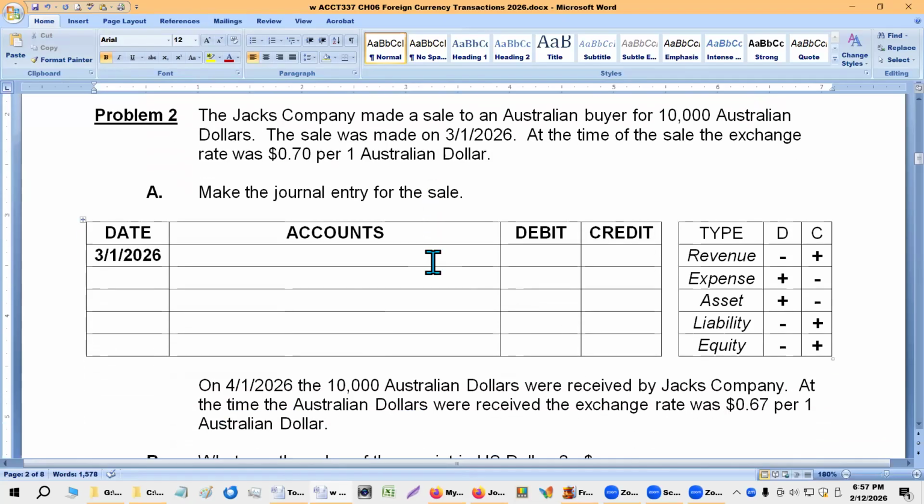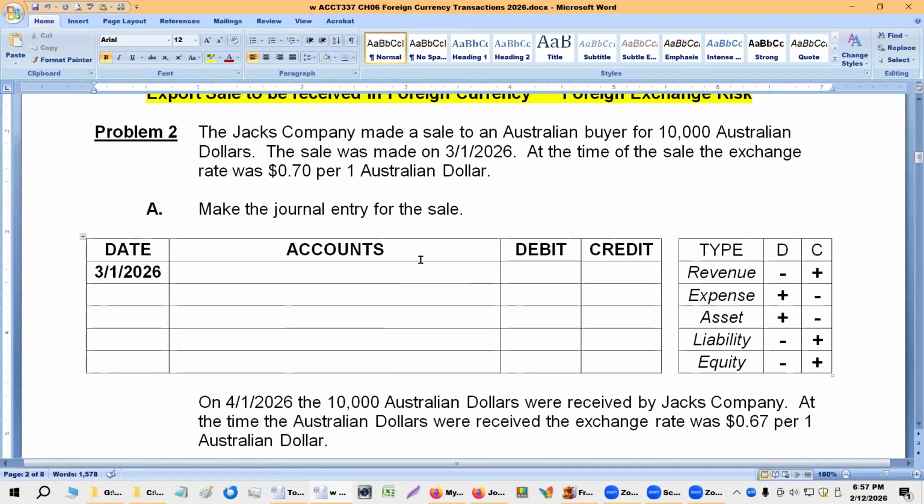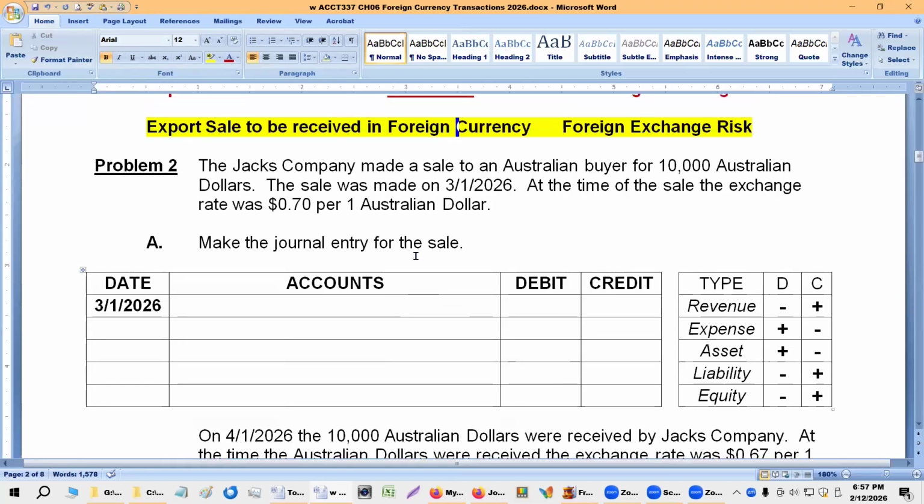Okay, let's see how this works. The Jacks company made a sale to an Australian buyer for $10,000 Australian dollars. The sale was made on 3/1/26. At the time, the exchange rate was 70 cents, 0.7 to 1 Australian dollar.